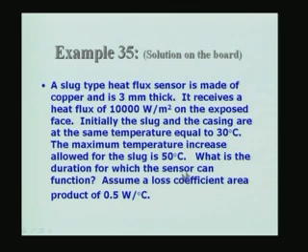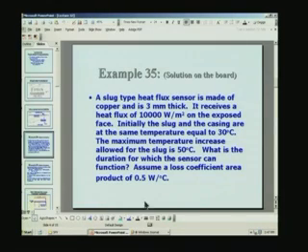And what is the duration for which the sensor can be used, that is the number 1, and assume, of course, we want to assume a loss coefficient area product, that is KL, of 0.5 watts per degree Celsius. Over this small change in the temperature we can assume the loss coefficient to be given by this, and let us go back to the board and work out the solution to this problem.